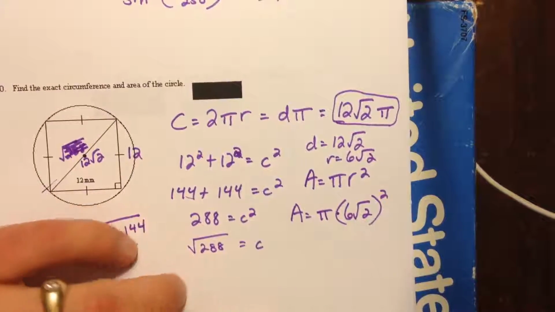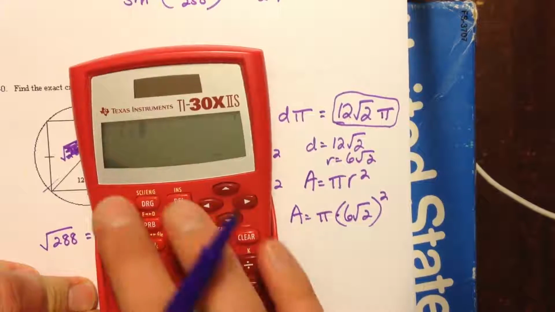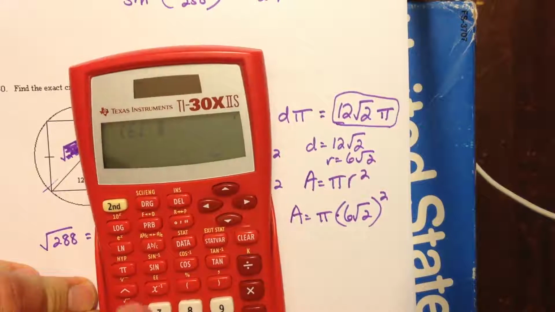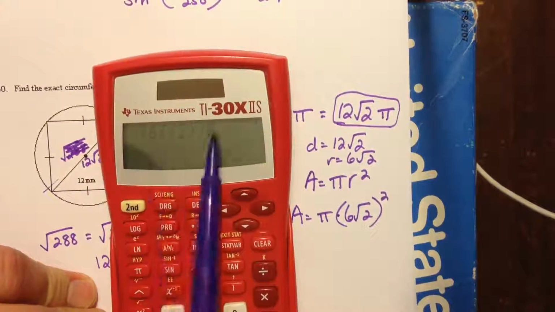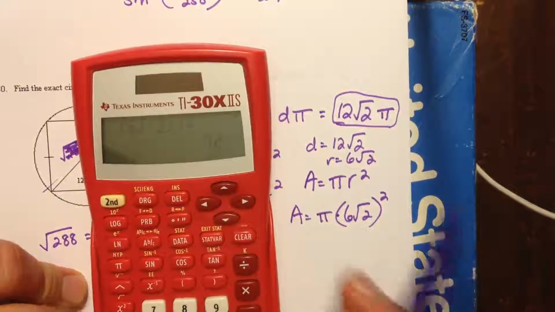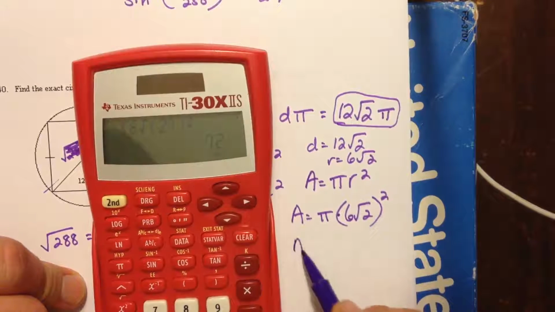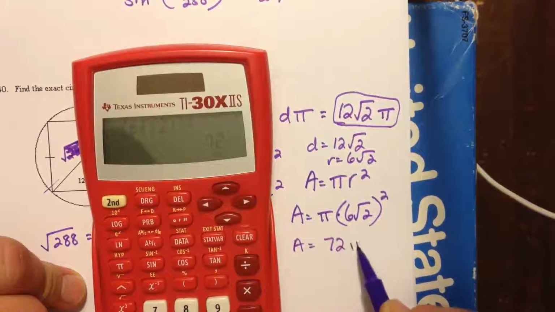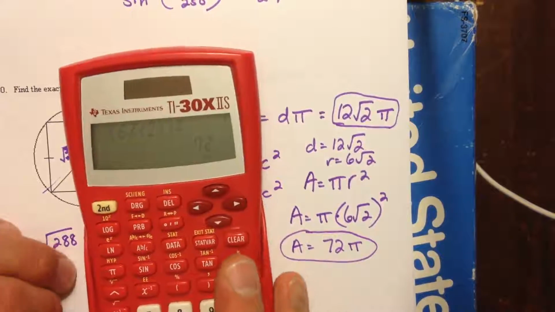Now, what I would do to square that, make it easy on yourself. Do 6 radical 2. Now, the hard part about this with your calculator is you have to make sure you close that parentheses again, and you want to square that whole thing, and that's 72. So 6 radical 2 squared is actually 72. So 72 pi is my area. Leave it like that.